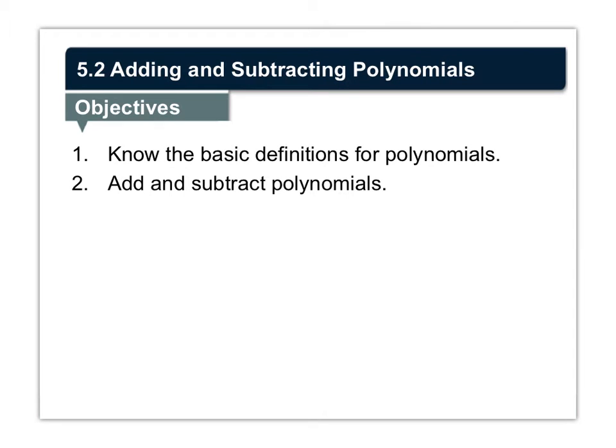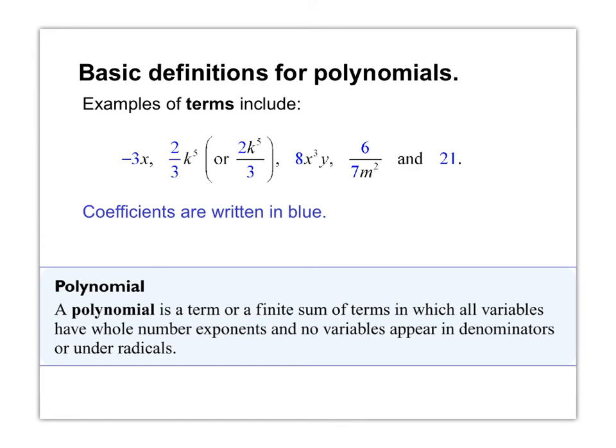In section 5.2, adding and subtracting polynomials, our objectives are to know the basic definitions for polynomials and add and subtract polynomials. For the basic definitions of polynomials, we want to first look at terms. Examples of terms include negative 3x, 2/3 x to the fifth, or 2k to the fifth over 3, 8x to the third y, 6 divided by 7m squared, and 21. All the coefficients of those terms are written in blue.